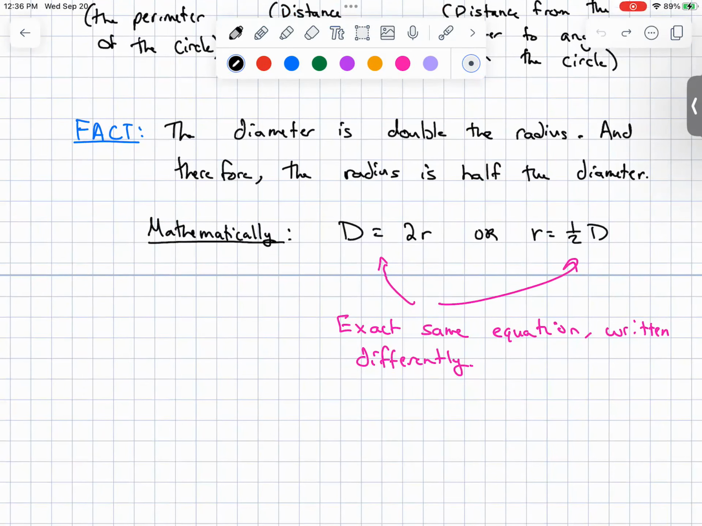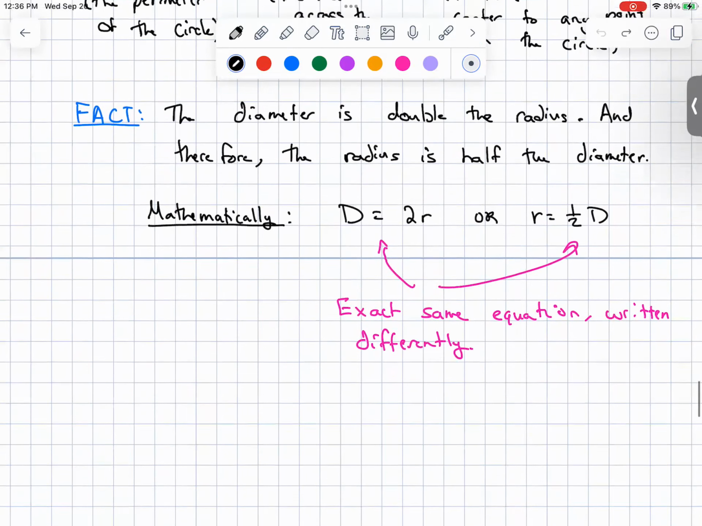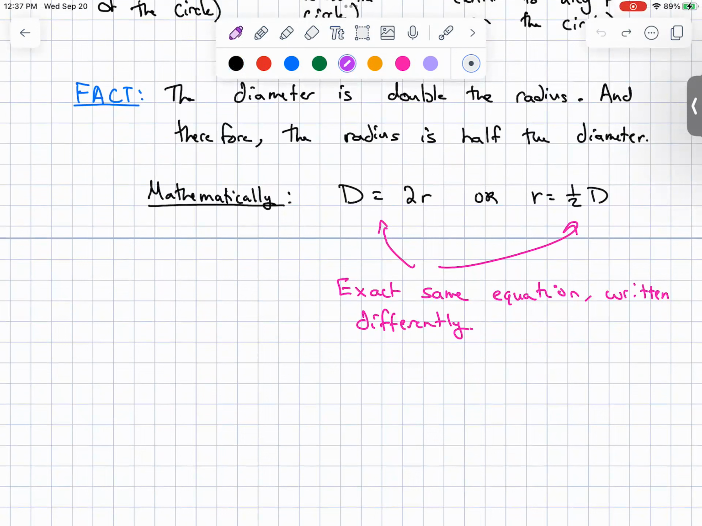Where were we? There we go. Okay, so just to show you how to use this, I would just recommend, honestly, learning this one right here. And then if you're given the diameter, all you need to do is divide by 2. You don't even need to memorize this formula if you just know that the diameter is twice the radius.